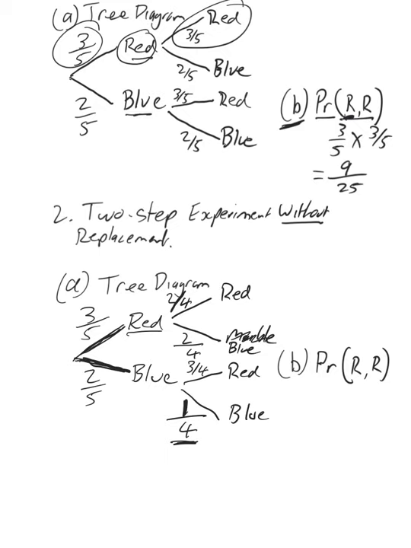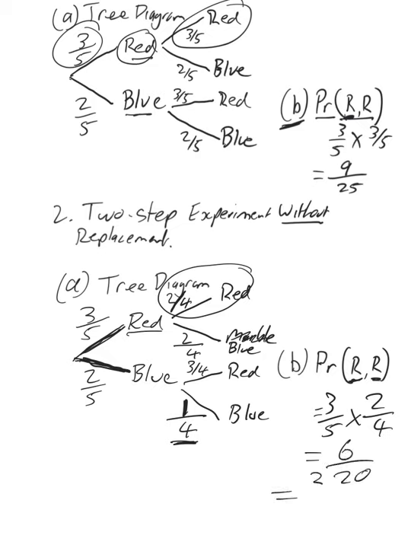Okay, so let's look at the probability of getting a red and then a red. And this time we can see that it's going to be different. Again, the first part is the same, it was 3/5 for the first step. But this time, our probability of getting the second red marble without replacement was 2/4 or a half. So that comes to a total probability of 3 times 2 is 6, 5 times 4 is 20, and that can be simplified to 3/10.